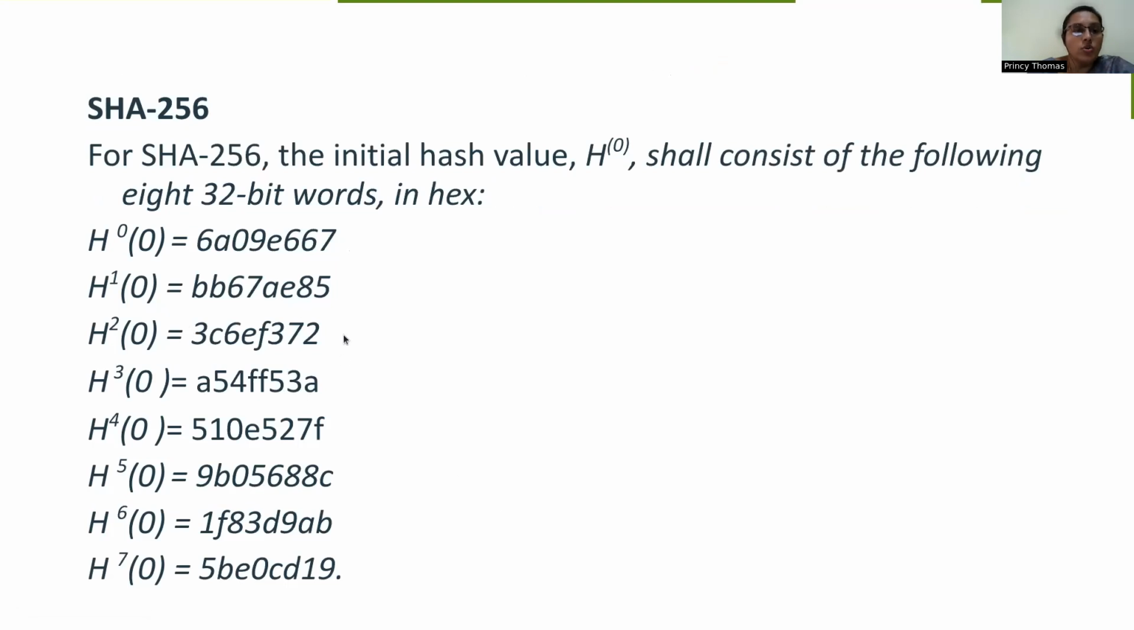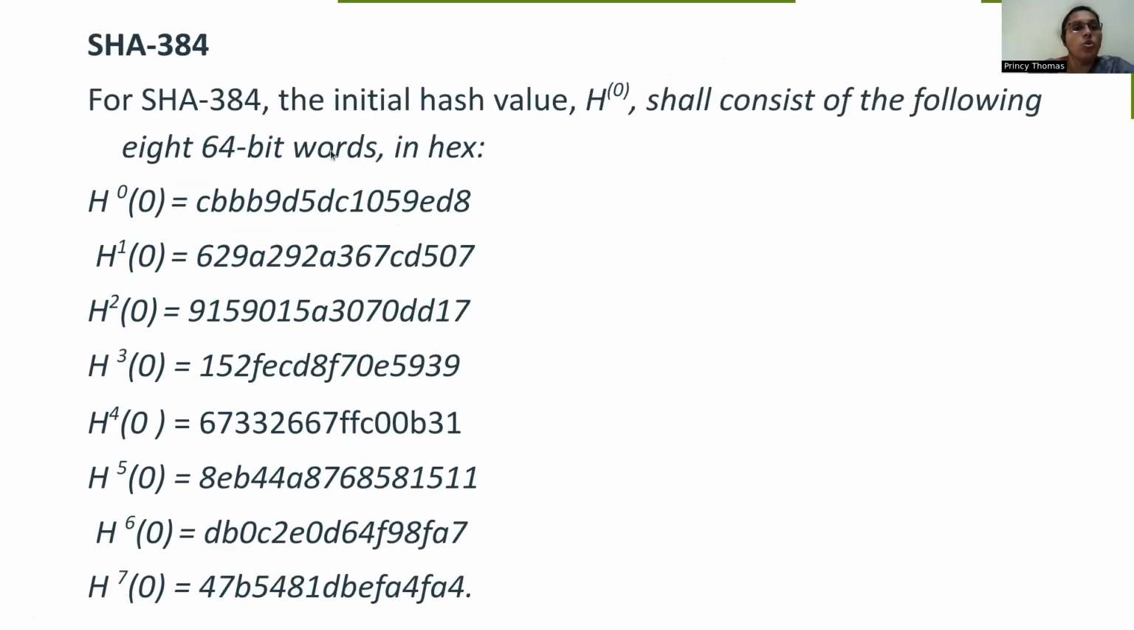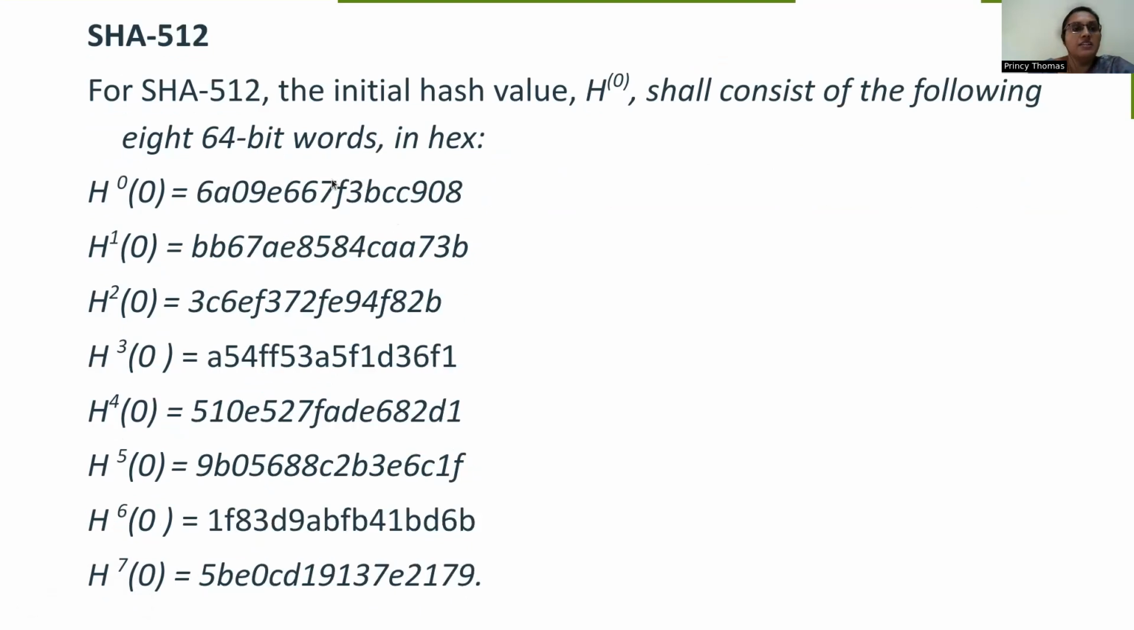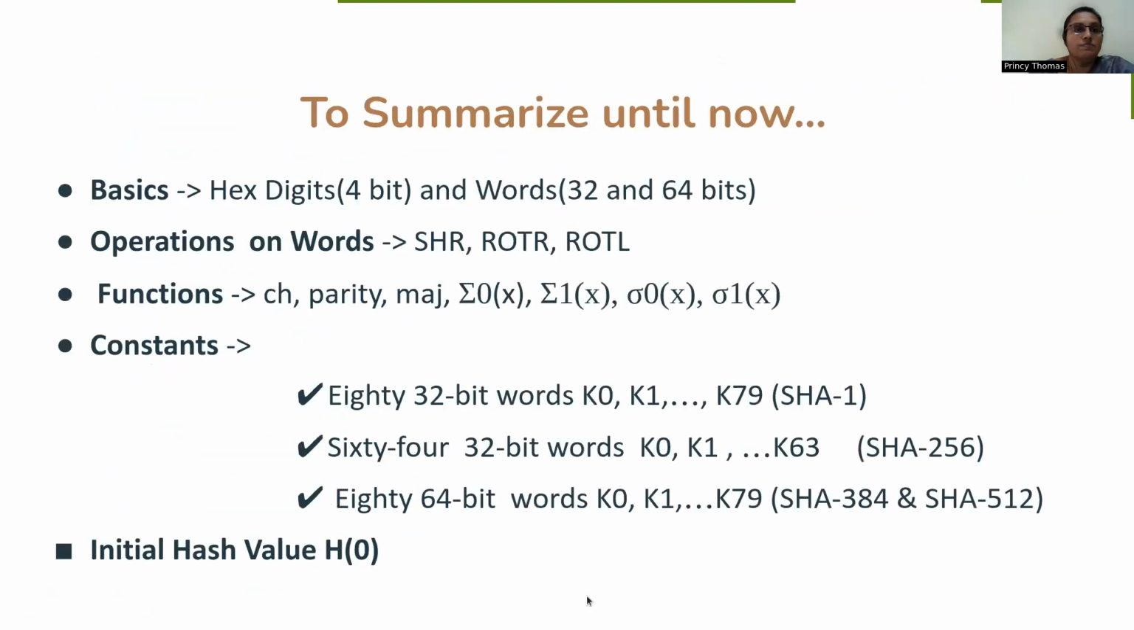Similarly, and now I'm not going to look at each of these values. SHA-256 has 8 32-bit words as initial values. SHA-384 also has 8, but 64-bit words in hex. And SHA-512 also has 8 64-bit words as their initial hash values.